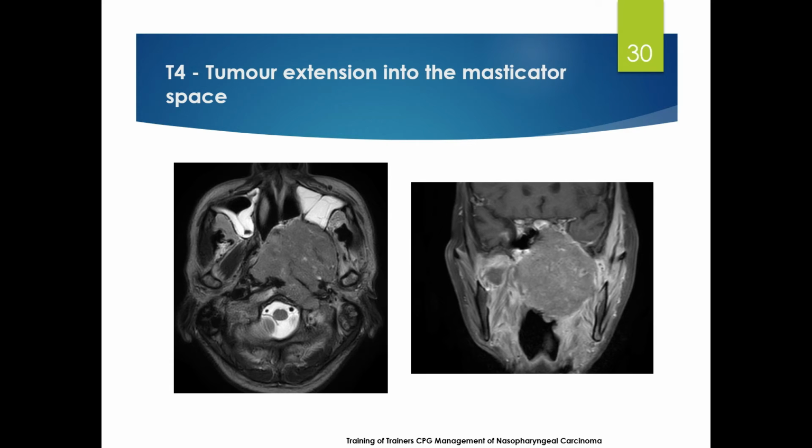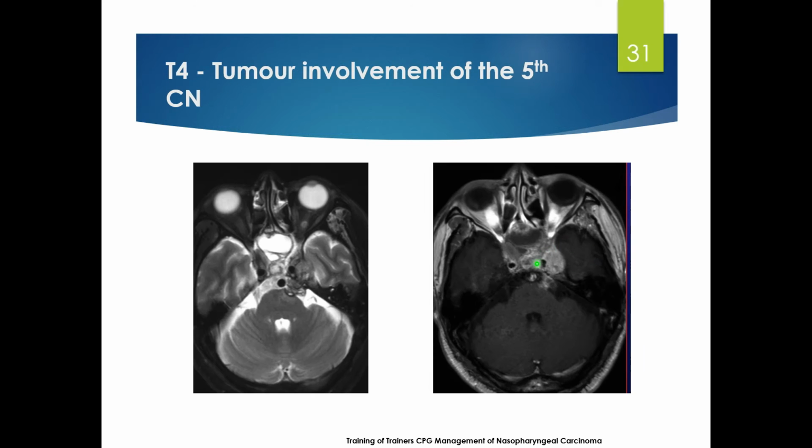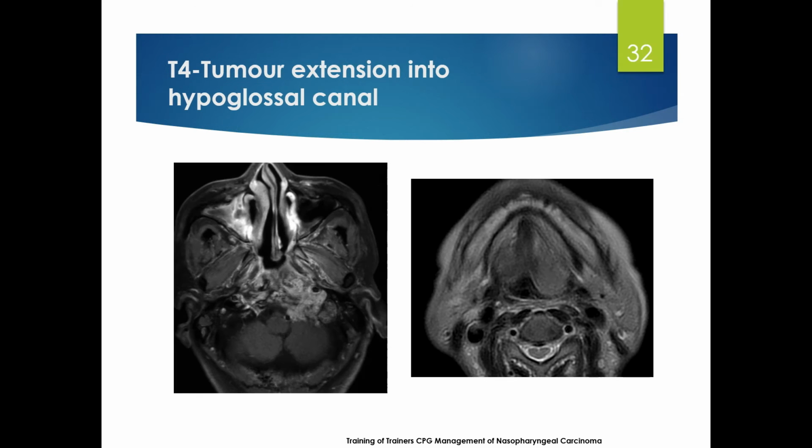Okay, this is T4 staging where the tumor has extended into the masticator space. Patient would present with trismus and possibly headache. This is tumor involvement of the trigeminal nerve and patient might present with facial numbness. This is tumor extension into the hypoglossal canal. Patient might present with the tongue deviated to the left. Okay, so hypoglossal nerve palsy might be the only presentation in NPC.